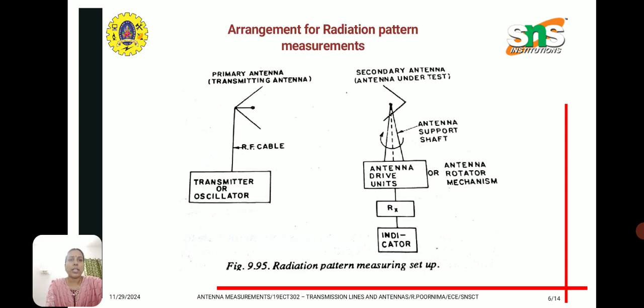This is the arrangement for the radiation pattern measurement, where we have the transmitter or oscillator, and the signal is given to the antenna through the RF cable; the transmitting antenna is the primary antenna. On the other side, we have the antenna driver unit, where the antenna support shaft is given, and it holds the antenna under test, which is the secondary antenna. Like this we can measure the radiation pattern of the transmitting antenna.